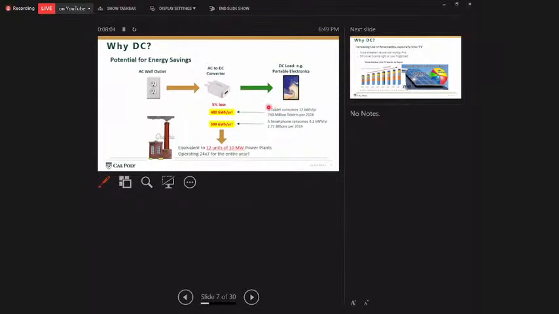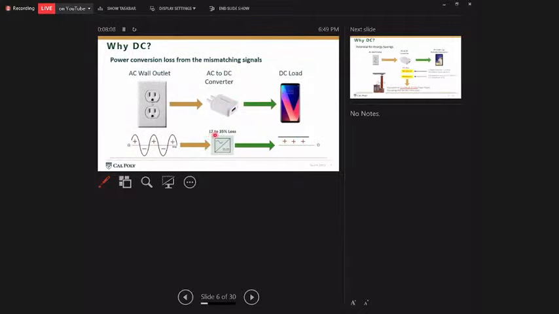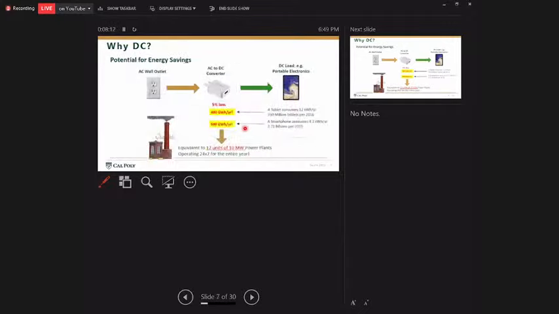But notice that, before I put 17 to 35% loss, let's just say that the loss is not that big. Let's just say that the loss is only 5%. Maybe you're thinking, that's not a big deal, 5%. Take a look at what happens if that 5% comes from so many of these DC loads, globally. We look at the big picture.